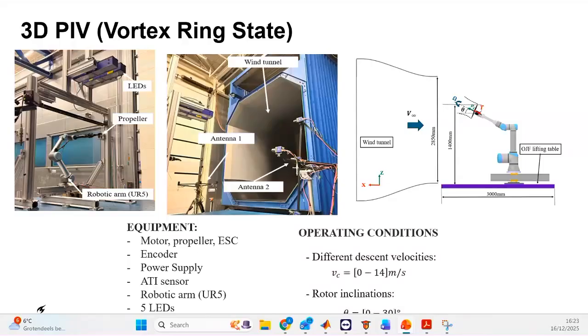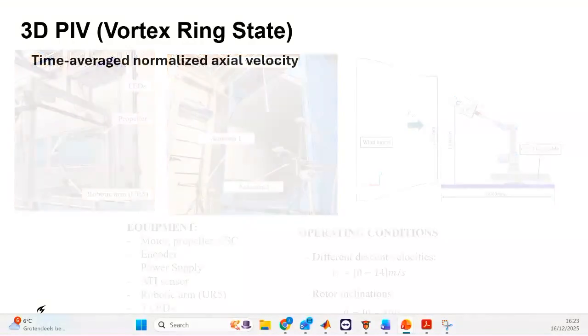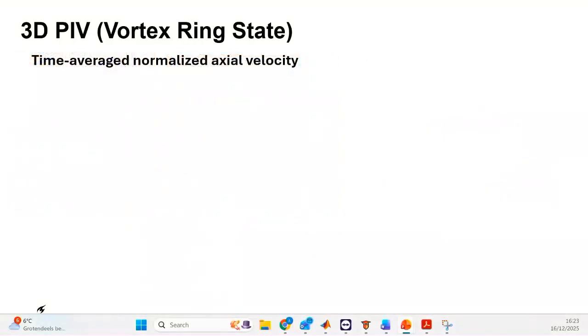The equipment is the cameras, the LED, a motor, and also the robotic arm, and the operating condition that we used was between 0 and 14 meters per second. We also tested different inclinations of the propeller just to see the evolution of the vortex structure, and then see the topology for the different conditions. Okay, for these results, I'm going to show the time average result because it's an easy way to understand what is happening in the vortex ring state with the inclination.